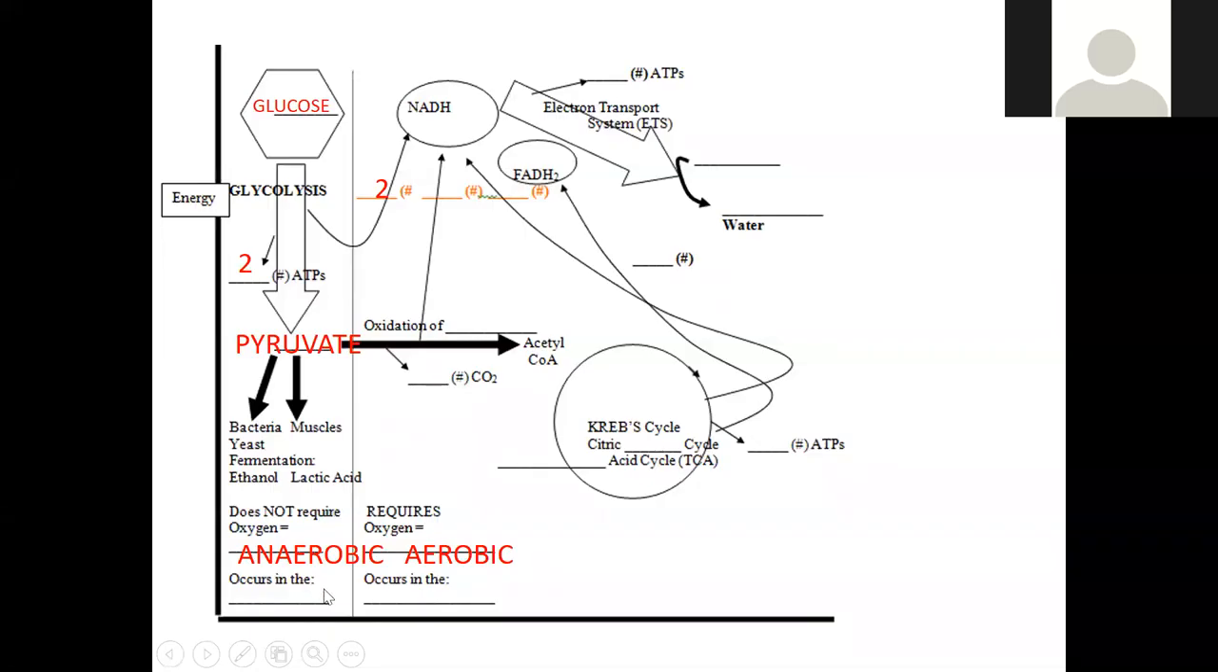Remember, the first step happens in the cytoplasm, and all the rest of the steps happen in the mitochondria. So that's glycolysis. That pyruvate then goes on to the second step, the oxidation of pyruvate. I'll remind you that there are no ATPs made directly from this, but you do get 2 carbon dioxides and 2 NADHs. Remember, 2 times 3 is 6, so you're going to get 6 ATPs off of that. And you're also going to generate some carbon dioxide there.